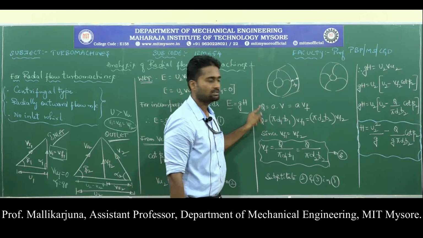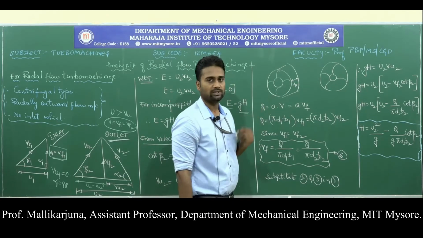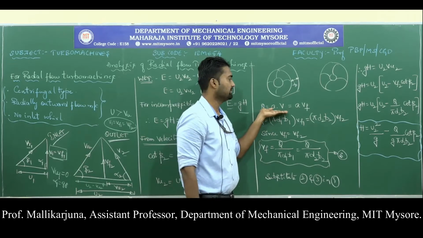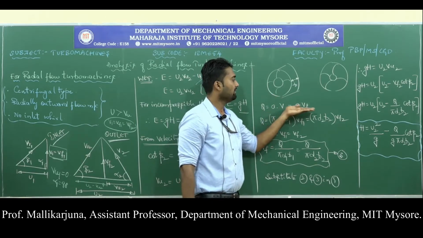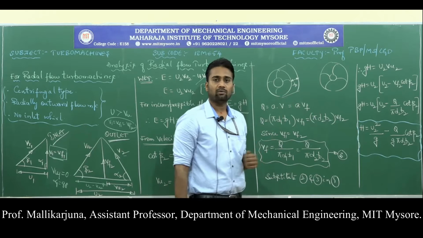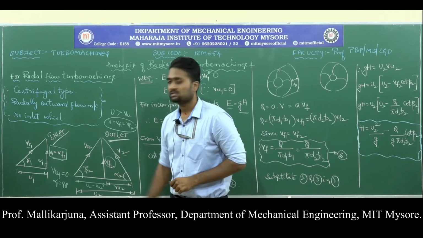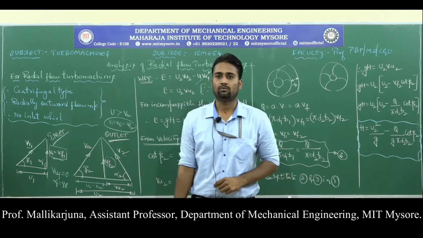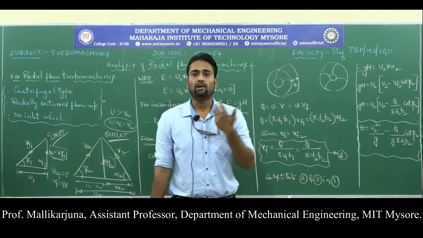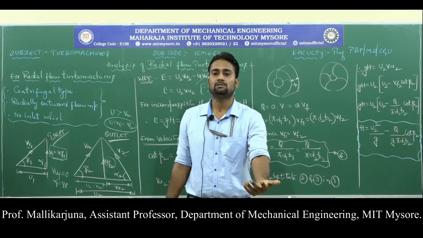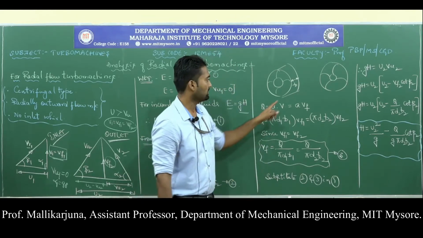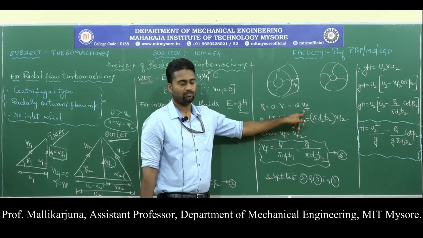If I need discharge, which is nothing but area into velocity, we are very much aware of this equation. Area times of what is the velocity that I have to consider? I need to consider flow velocity, which is nothing but Vf. Flow velocity in the sense, the velocity with which the fluid is moving through the machine. So that is what is Vf.